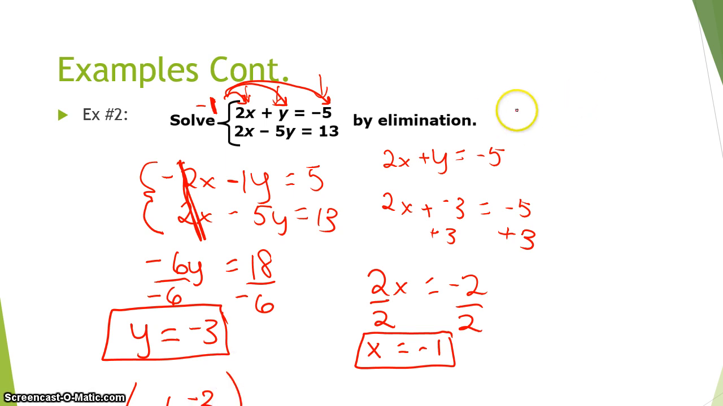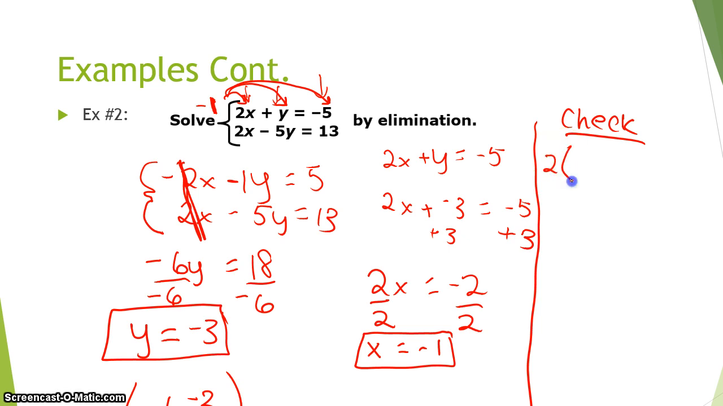We now need to check our work. In order to check, we substitute our x and y values that we solved for back into each equation to make sure it's true. So the first one, we have 2 times x, so 2 times -1, plus my y, which is -3. Does that equal -5? Well, -2 plus -3 equals -5, so that is true.